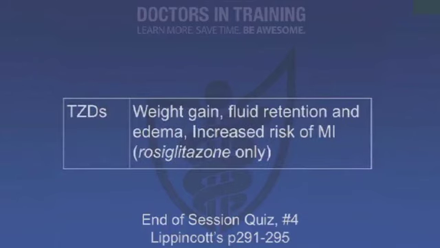TZDs, you can get weight gain and fluid retention and edema. And this is especially important in your CHF patients. You can tip them over into an exacerbation with that retained fluid. Increased risk of MI, and that's only with the rosiglitazone, not with the pioglitazone.